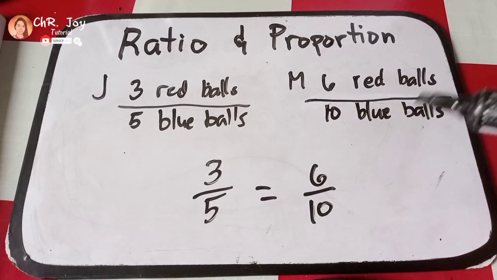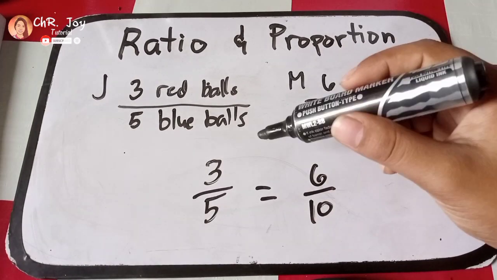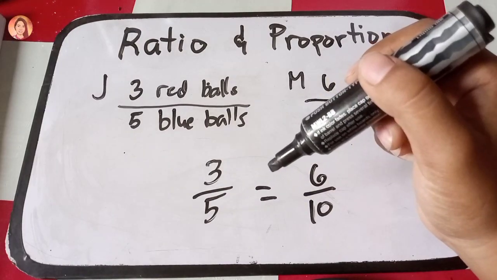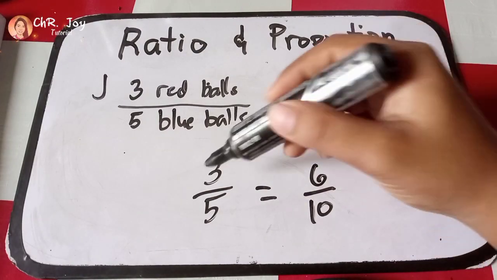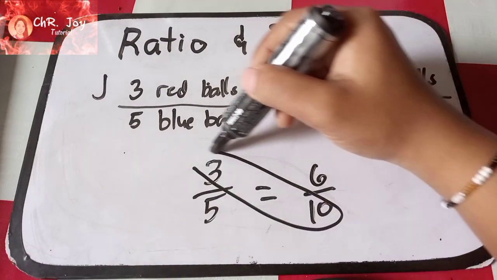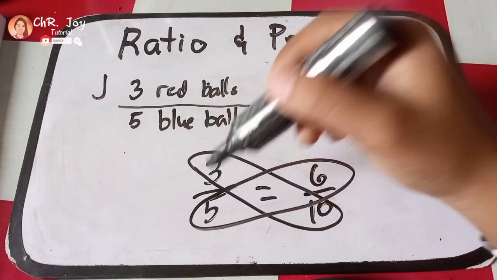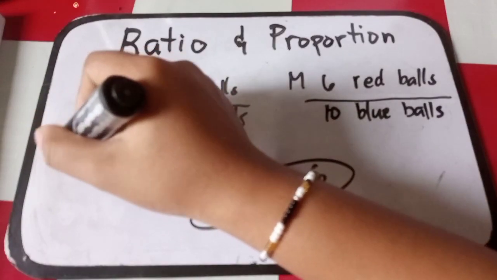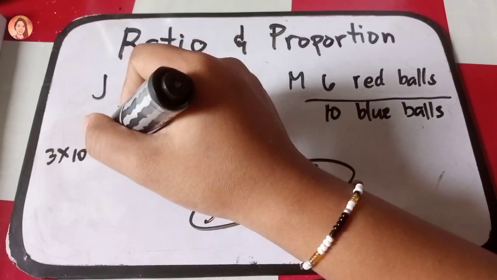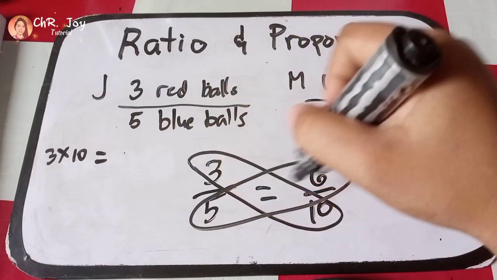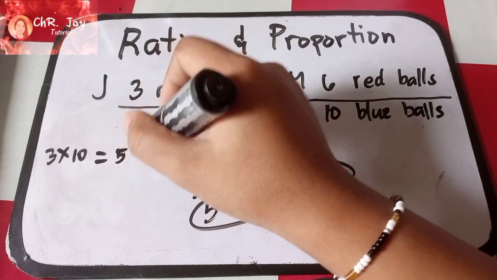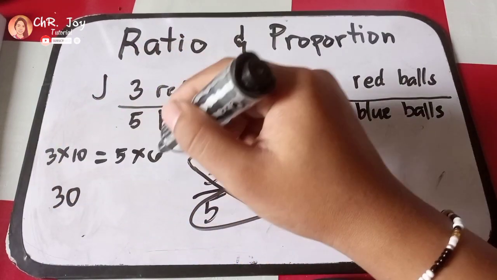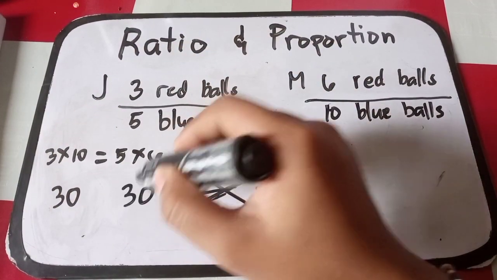To check whether the two ratios form a proportion, you could use cross multiplication. This way you obtain and compare cross products. Cross multiplication goes like this: 3 and 10, 5 and 6. 3 times 10 and 5 times 6. 3 times 10 is equal to 30, and 5 times 6 is equal to 30.